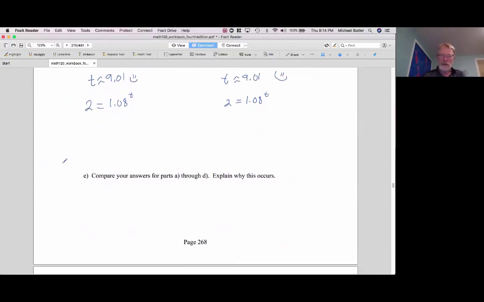Okay, comparing your answers in A through D, what happened? They're all the same, right? And why is that? Well, because no matter what you start out with for the initial amount, you're always going to end up with that equation. Because when you divide out the initial amount from double the amount, you're always going to get a 2 on the left-hand side, okay? So I'll let you put in that part. You need to say something about that so that it makes sense.